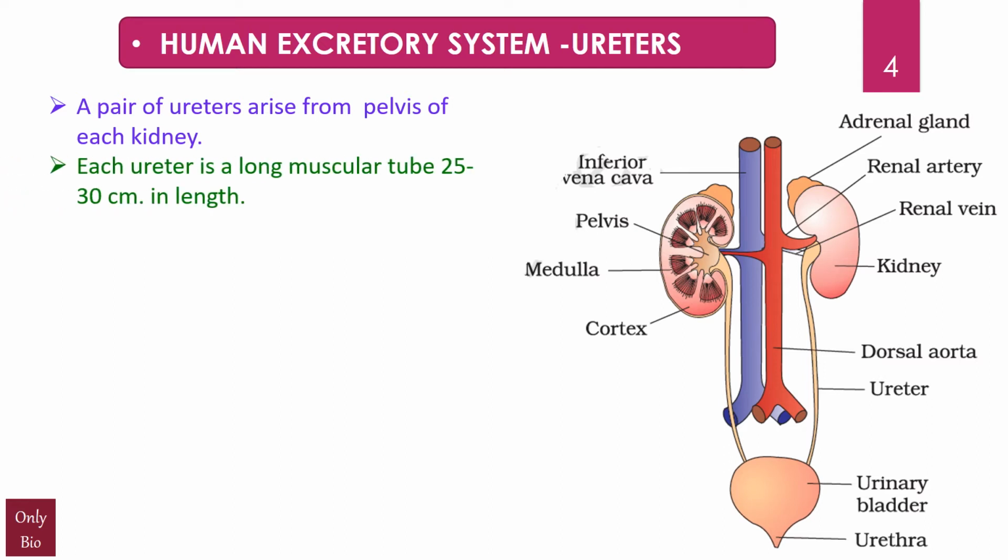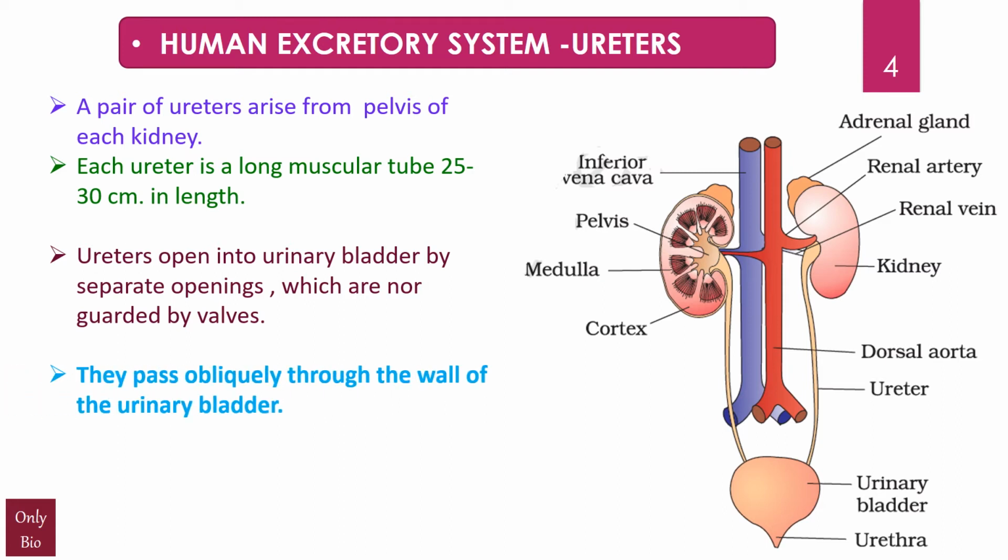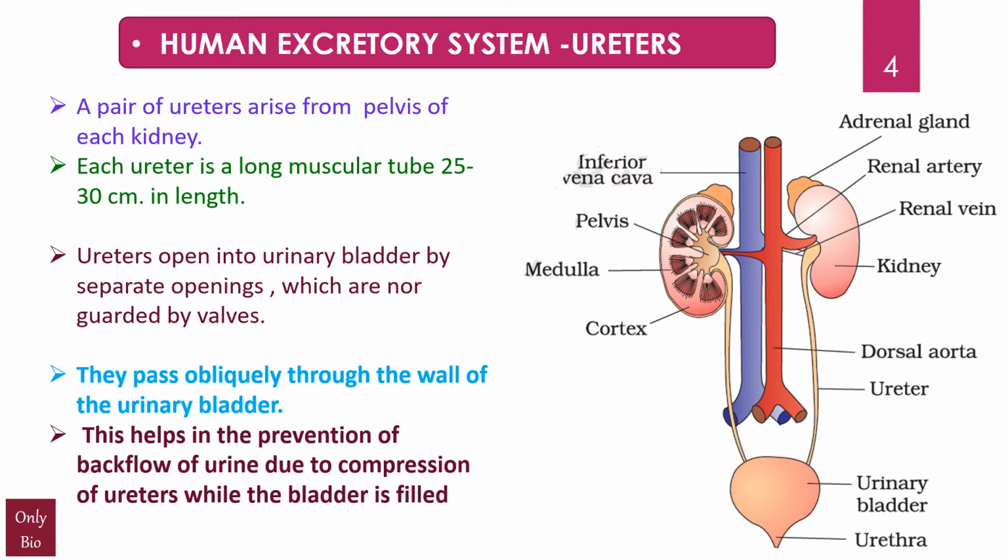Each ureter is a long muscular tube, around 25 to 30 centimeters in length. Ureters open into the urinary bladder by separate openings which are not guarded by valves. They pass obliquely through the wall of the urinary bladder. This helps in the prevention of the backflow of the urine due to compression of the ureters while the bladder is filled.